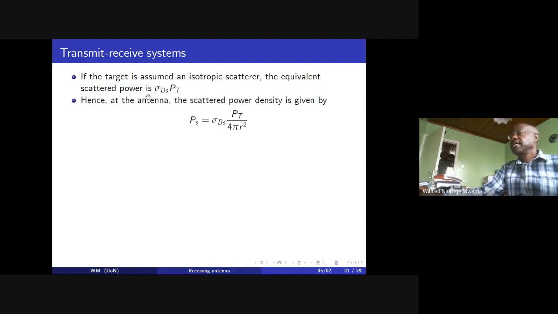And hence, at the antenna, the scattered power density is going to be given by PS equal to sigma BS multiplied by PT divided by 4 pi r squared, where this is now the surface area of the sphere that encloses the scatterer, that is centered at the scatterer.